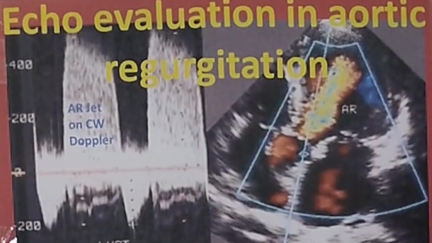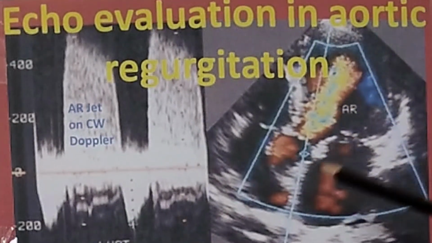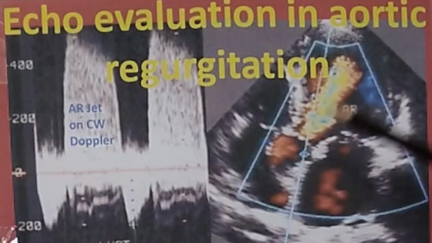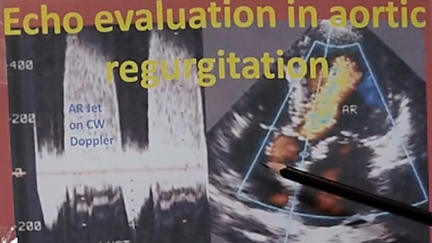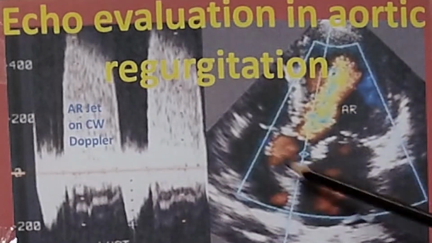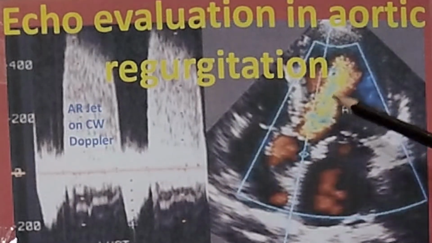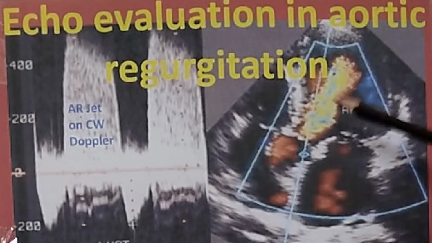This image shows evaluation of aortic regurgitation from the apical 5-chamber view. This is the aorta, left ventricle, left atrium, right ventricle, right atrium. So this is known as the 5-chamber view. Aorta is also taken as one chamber, and this is the regurgitant jet into the left ventricle.